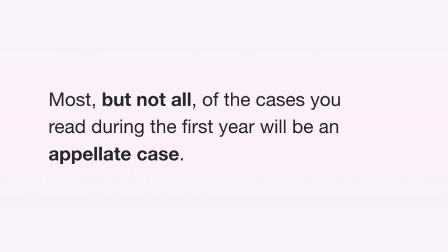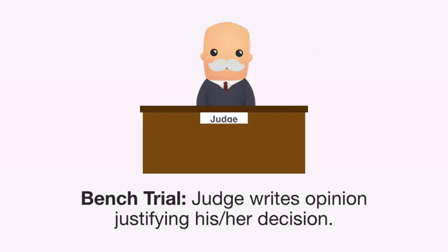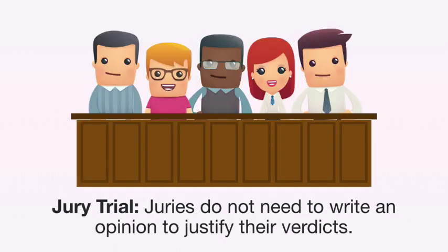the appellate process. Other common instances where a judge is called upon to write an opinion are to decide a motion to dismiss or a motion for summary judgment, both of which can occur fairly early in the litigation process. If the lawsuit was tried by a judge rather than a jury, known as a bench trial, the judge will have to write an opinion justifying his decision. Cases decided by a jury are different. Juries do not have to write an opinion to justify their verdicts.